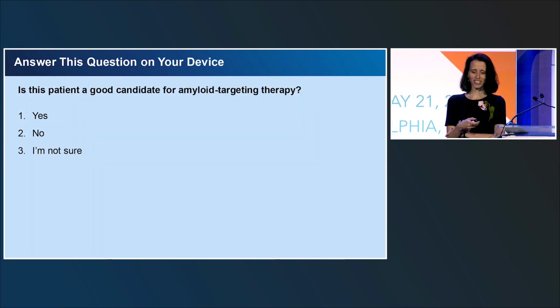Next question, which is, is this patient a good candidate for amyloid-targeting therapy? And again, if you can go ahead and answer, I'd really appreciate it. Excellent. So most of you appropriately answered no. Again, the amyloid PET is negative, so there is no role for anti-amyloid treatments in this particular case.